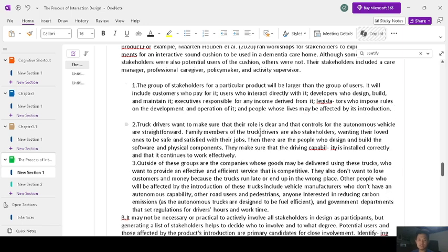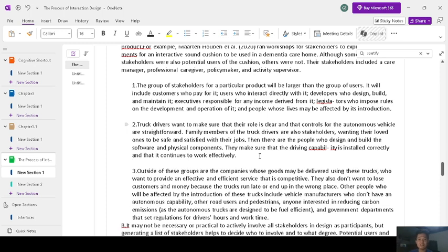Truck drivers want to make sure that their role is clear and that controls for the autonomous vehicle are straightforward. Family members of the truck drivers are also stakeholders, wanting their loved ones to be safe and satisfied with their jobs. Then there are the people who design and build the software and physical components. They make sure that the driving capability is installed correctly and that it continues to work effectively. So the stakeholders for the autonomous driving truck are the truck drivers and their family.